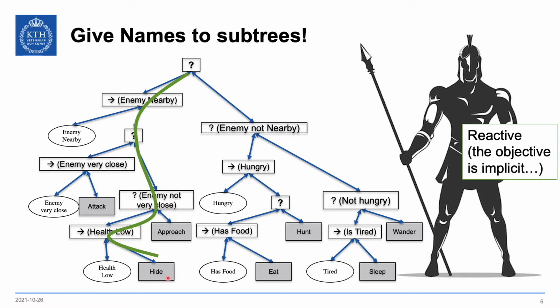We just know that it makes sense given our knowledge of warriors with spears. So another example. The agent is sleeping. Why is it sleeping? Well, there's no enemy nearby, we're not hungry, and we're tired. Therefore we sleep, which kind of makes sense.